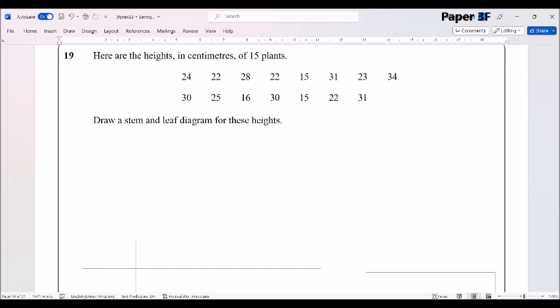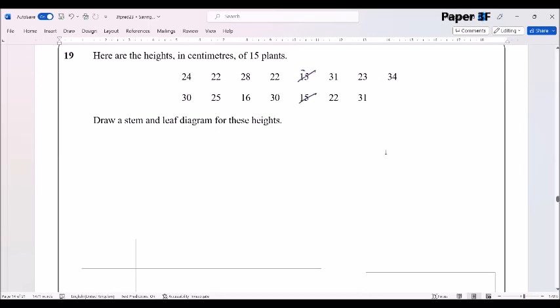Number 19. Here are the heights in centimetres of 15 plants. Draw a stem and leaf diagram for these heights. Now they're expecting us to do this sorted. So we're going to look for, first of all, the lowest and the highest and so on. Let's just have a quick skim through. And looking at those numbers, the lowest number is 15. And there are two 15s. So let's just cross those off.